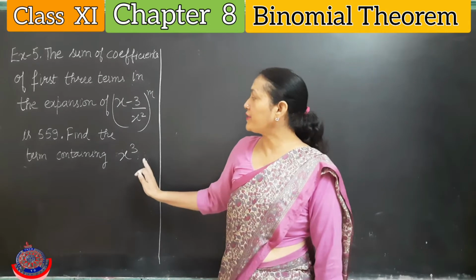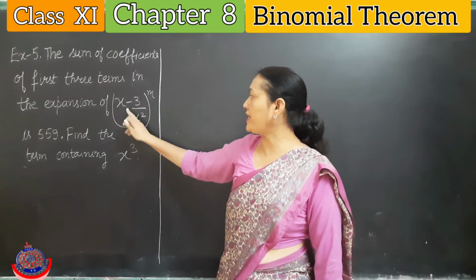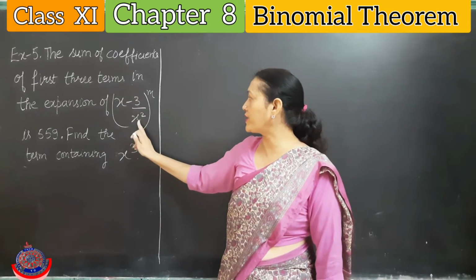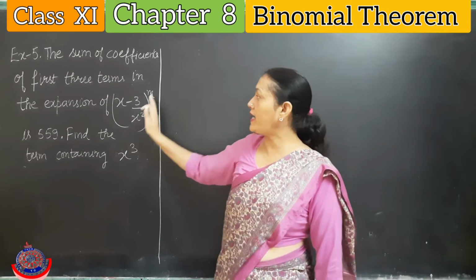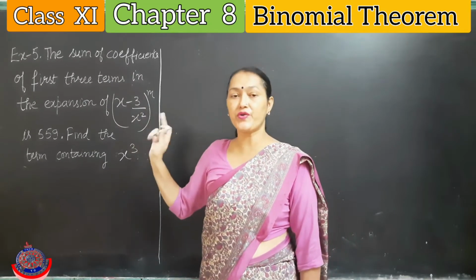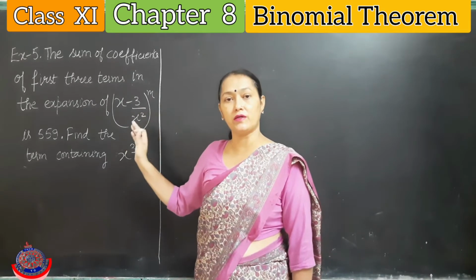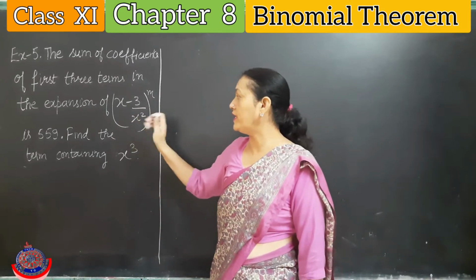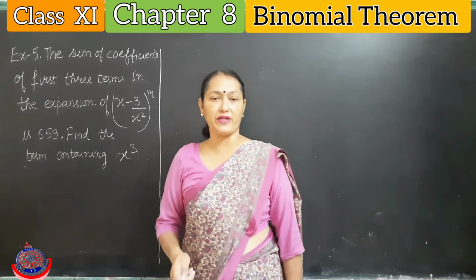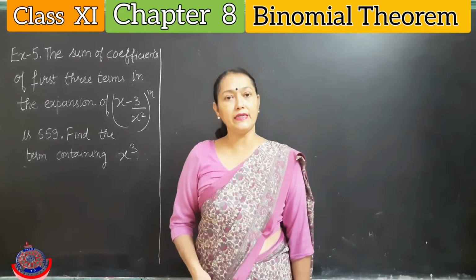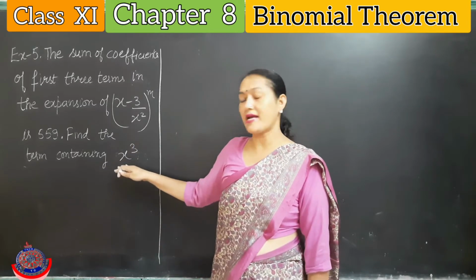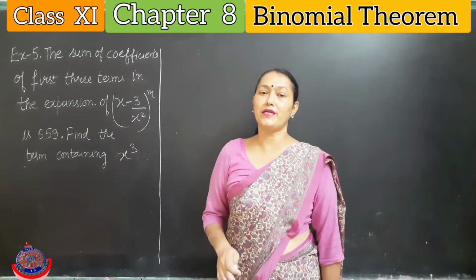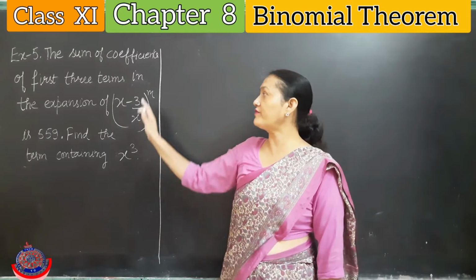The example I have taken today has the expansion (x minus 3 upon x square) whole power n. They are saying if we add the coefficients of the first three terms of this expansion, the sum will come out to be 559. And we have to find the term of this expansion which contains x^3. So for starting the question, we will have to write the first three terms.